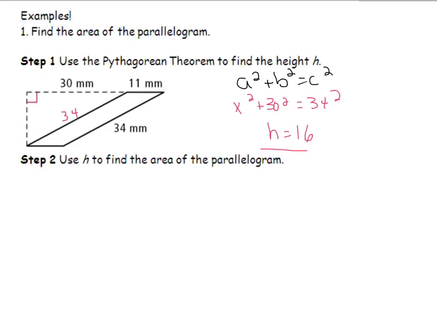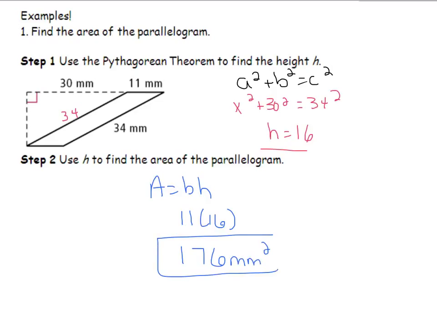All right, so we had x squared plus 30 squared equals 34 squared, and when you worked it out, your height should be 16. So now, to find the area of a parallelogram, it's base times height. Well, your base is 11, your height's 16, so your area is going to equal 176 millimeters squared.